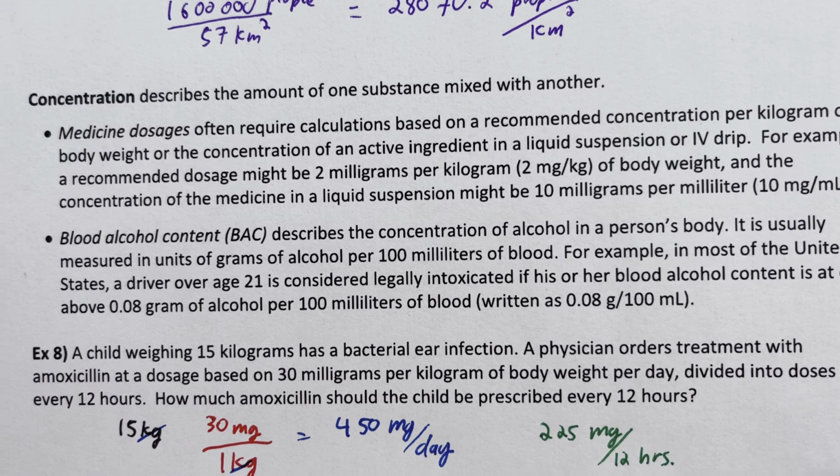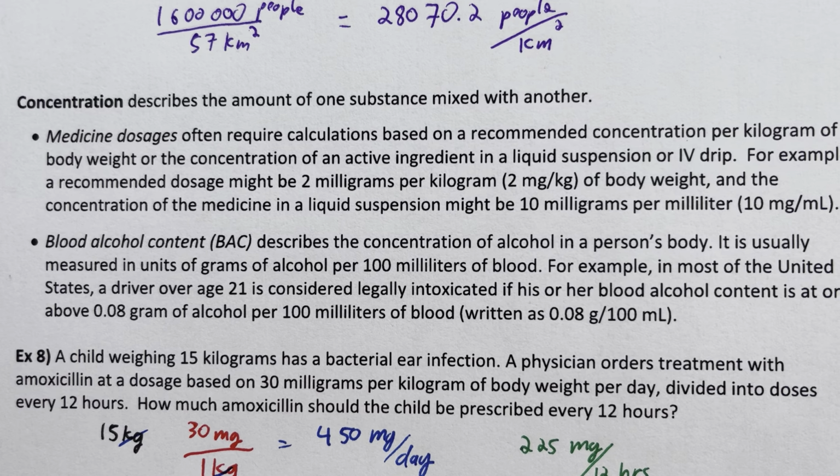Blood alcohol content describes the concentration of alcohol in a person's blood. It is grams of alcohol per 100 milliliters of blood. So for most places, your blood alcohol content limit is 0.08. In other words, you would have 0.08 grams of alcohol per 100 milliliters of blood. If you're over that, you're drunk driving. If you're under that, you're technically legal.